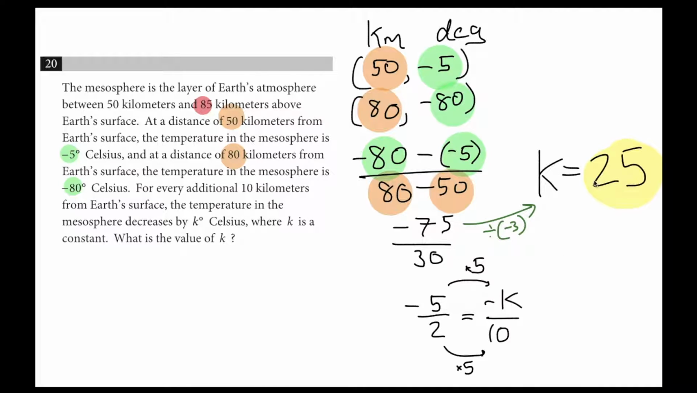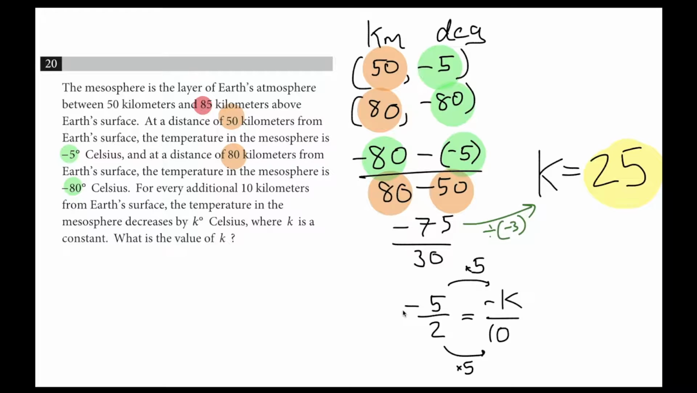You might think that the answer is negative 25. Be careful because it decreases by, you want to know by how much it decreases. The slope is going to be negative 25 over 10. Like the slope here is, this is really the slope, negative 5 over 2. And it's a negative number, and so that means it's going down 5 halves of a degree every kilometer.